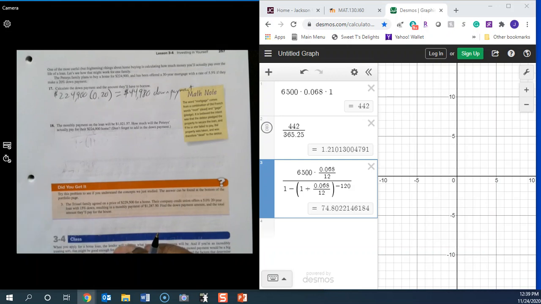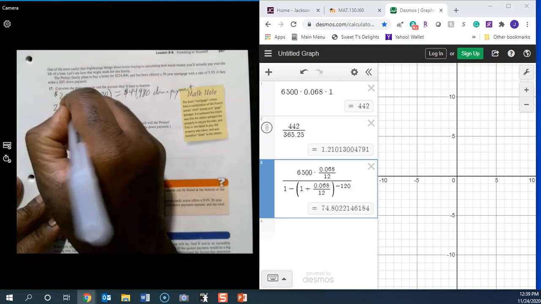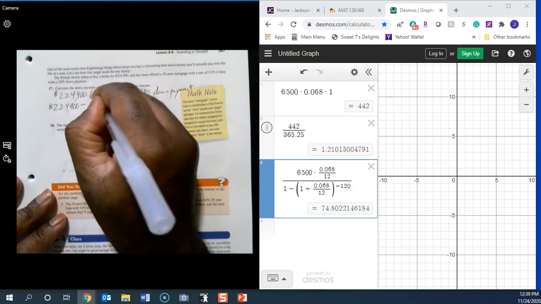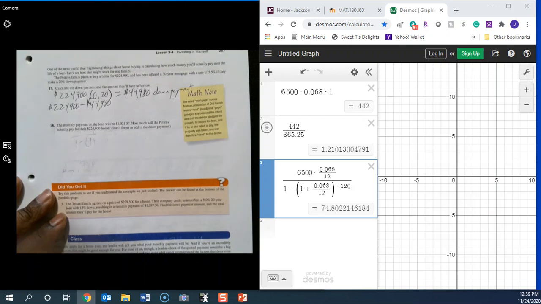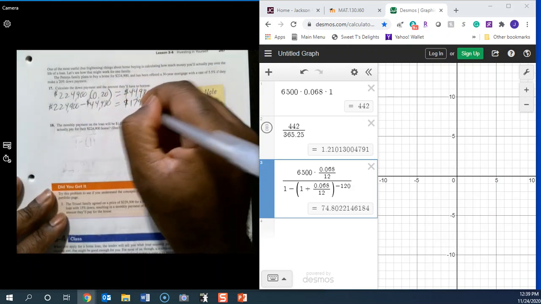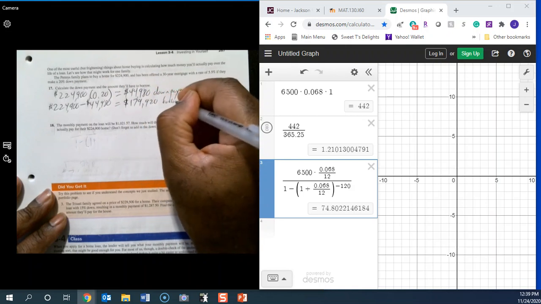All right, now they want us also to calculate how much we will borrow. So we'll take the cost of the home minus the down payment, and that will give us $179,920 that needs to be borrowed.